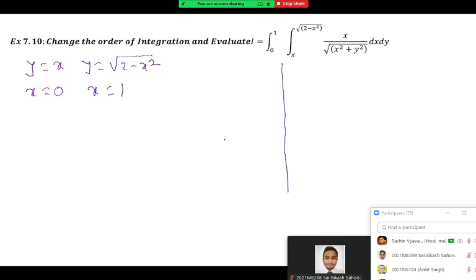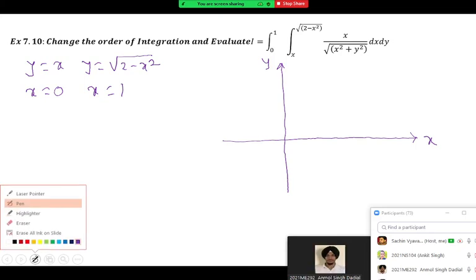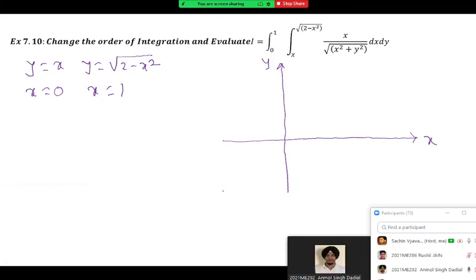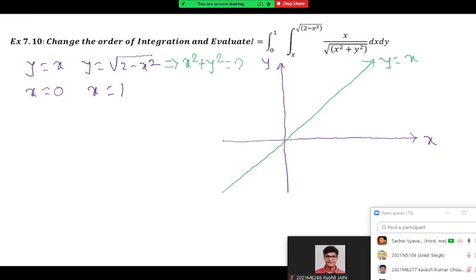But the important thing is now the curve. Can you tell me y equal to x? Sir, a straight line passing through the origin. Yes, a straight line passing through the origin. Next curve then? Circle, with radius root 2. Yes, correct. Next is y equal to root of 2 minus x square. If you square both sides, you get x square plus y square equal to 2. So this is a circle with a radius of root 2.